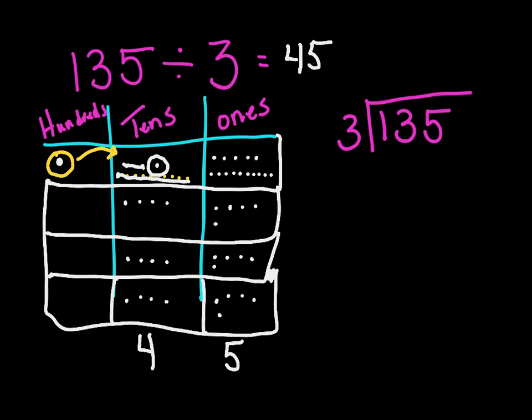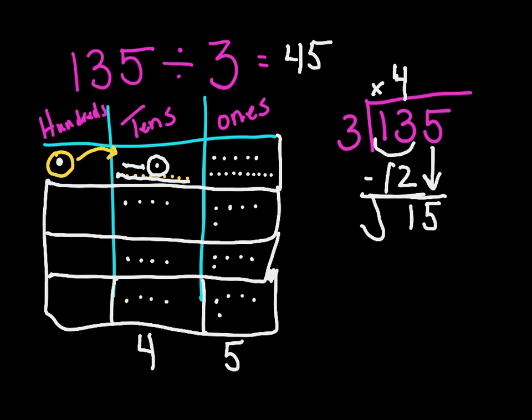Now let's check this with long division. 3 can't go into 1, but 3 can go into 13, as close as we can is 4. We never can go over. So 4 times 3 is 12, and we're going to subtract that. And we get 1, and then we bring down the 5, which now becomes 15. And we start all over after we bring down.